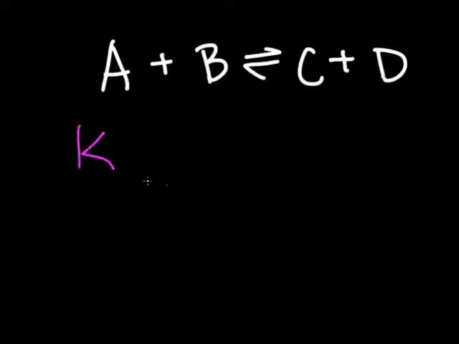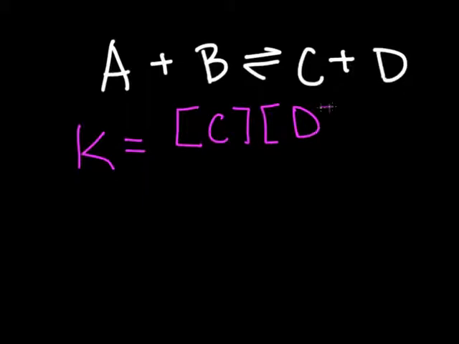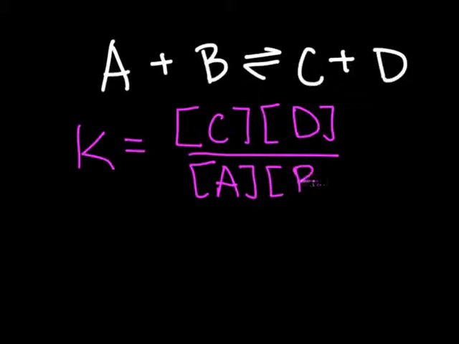Now we call the equilibrium constant of a reaction usually by the lowercase k, and how we do it is we relate the concentrations of the reactants and the concentrations of products by taking the concentration of the products and multiplying them together, dividing by the concentrations of the reactants.